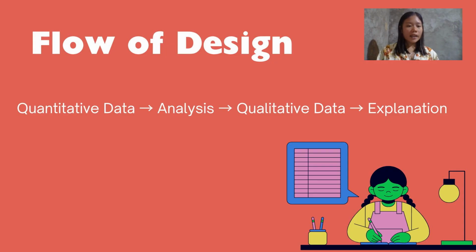Next is the qualitative phase. Based on the results from the first phase, the researcher then conducts interviews, focus groups, or observations. These steps are important because they help explain the results obtained from the quantitative data. So basically, the process flows like this. The researcher collects numbers first, analyzes them, and then gathers detailed explanation to support or clarify those results.